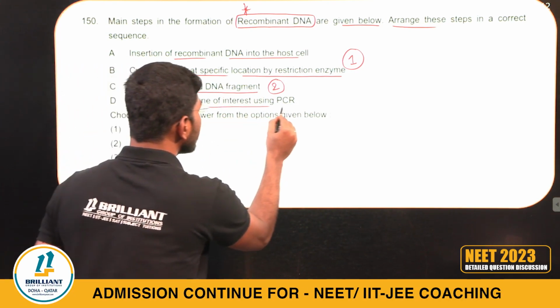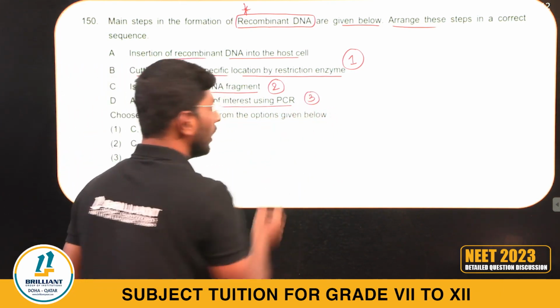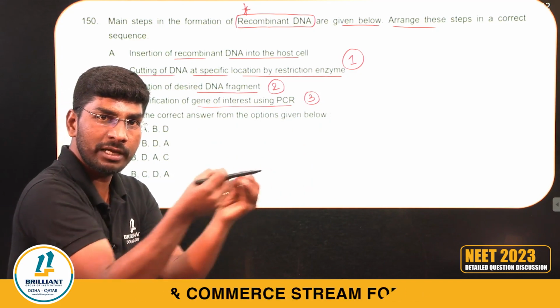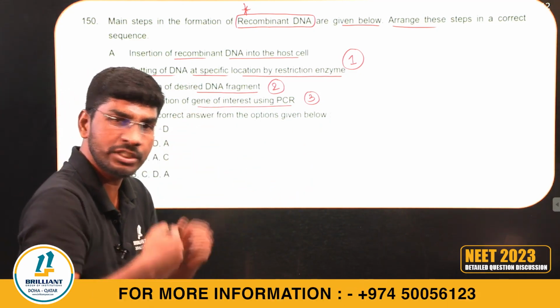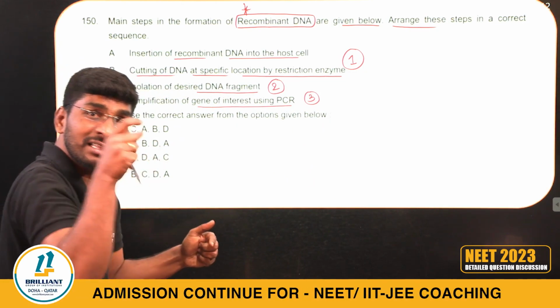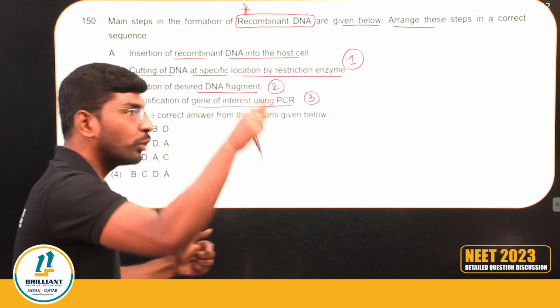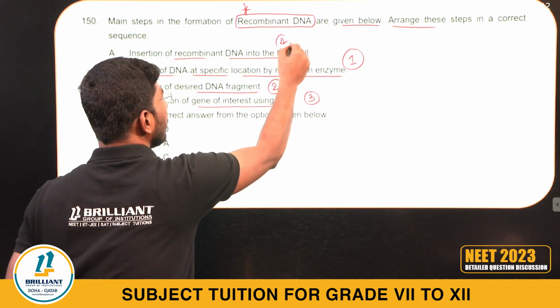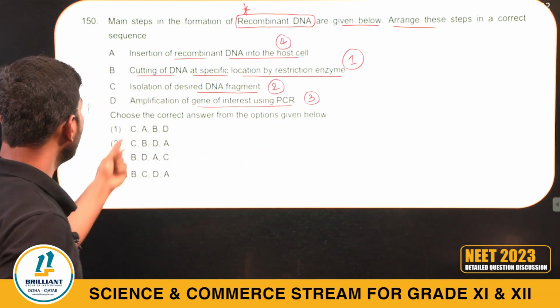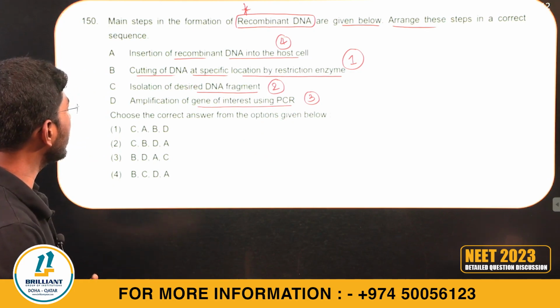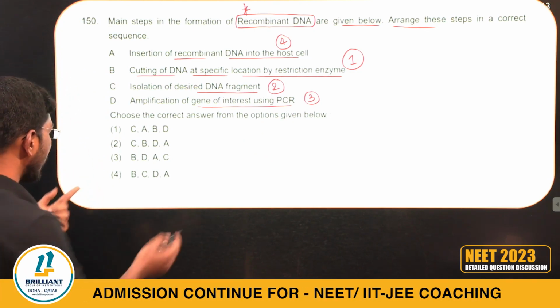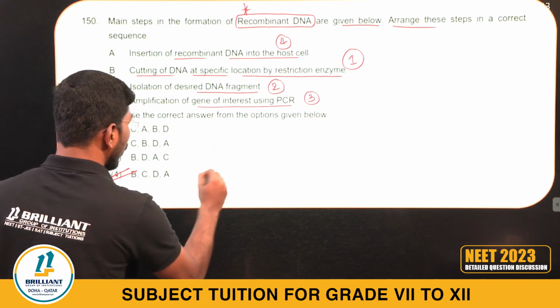Amplification of the gene of interest using PCR: step number 3. After you select your desirable DNA, amplify it many times. After that, the amplified gene is inserted into the host. So this is the 4th step. Can you please answer me? What is the correct combination? Choose the correct answer from the following options. So B, C, D, A. Option 4.